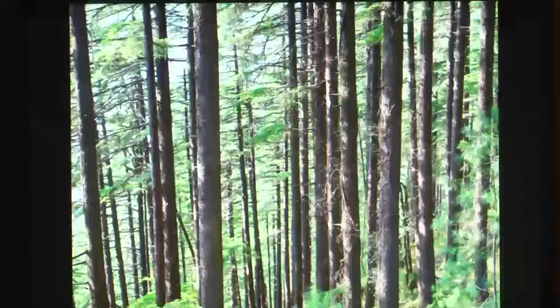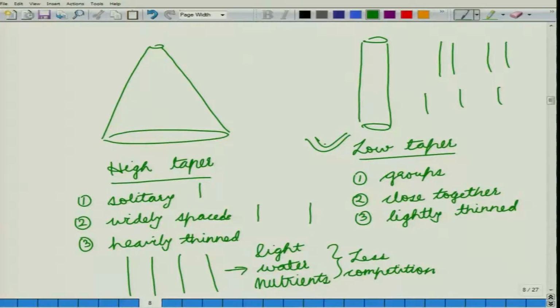Here is a picture from a dense forest. As you can see, there are so many trees in a very small area. Can you observe here that the tree stems appear cylindrical in shape? Now, remember that when we say trees have a cylindrical shape, it means that they have a low taper. So, when trees have a low taper, they are cylindrical in shape, which means that they are in groups, close together and lightly thinned.